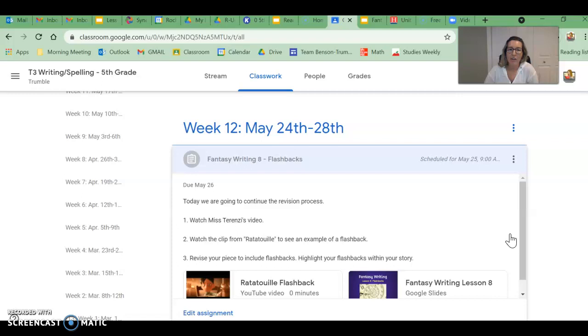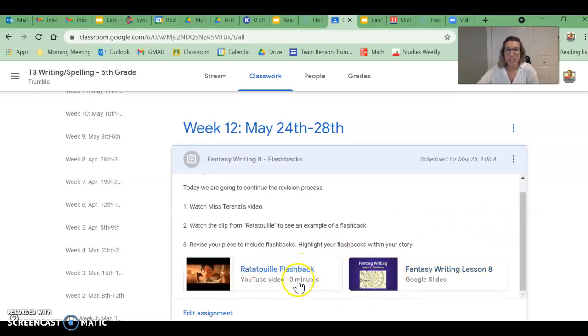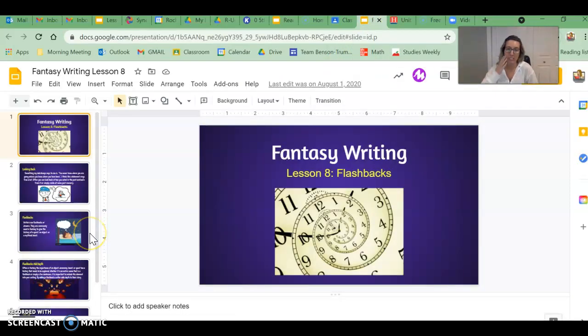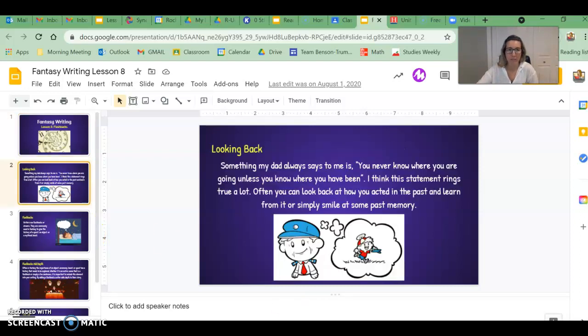Today we'll be looking at how to incorporate flashbacks as an element in our story. I'm guessing at this point you have seen flashbacks in narrative writing throughout the school year, or maybe even in 4th grade narrative writing. Today we are going to take a look at this Ratatouille flashback example and also watch my video, and then you're going to be revising your own stories to add flashbacks in as well.